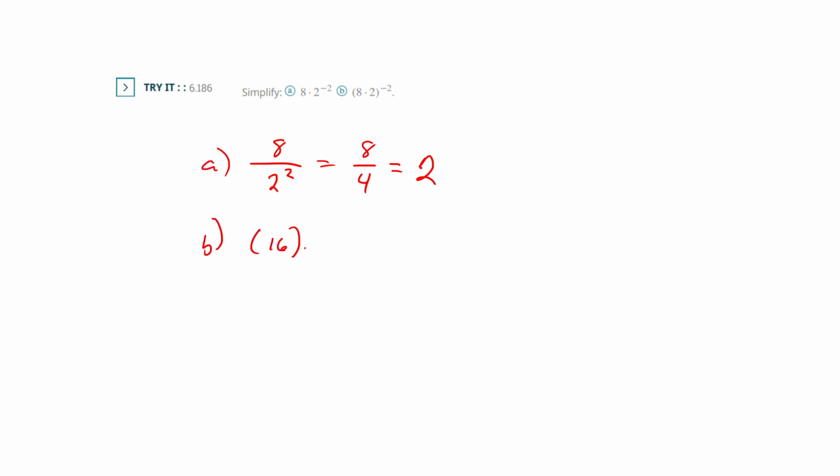On B, I've got to do what's in the parentheses first. I've got 16 to the negative second, which moves to the bottom and becomes 16 to the second, which I don't know what that is. So I'm going to get a calculator. 256. Okay.